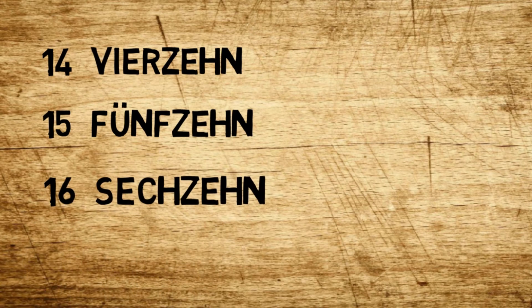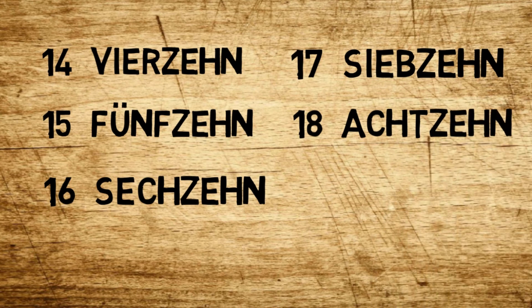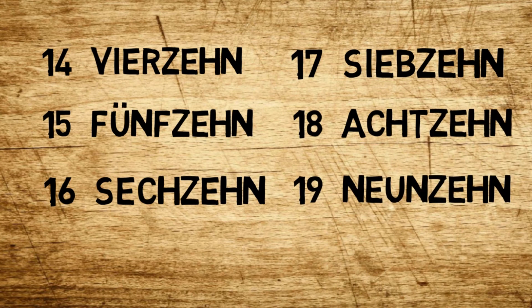While writing 16 in German, you have to skip the S which comes at the last of the word sechs. So it becomes sechzehn. Similarly, while writing 17, you have to skip EN at the end of sieben. So the number becomes siebzehn, achtzehn. Yes, it is neunzehn. And 20 is zwanzig.